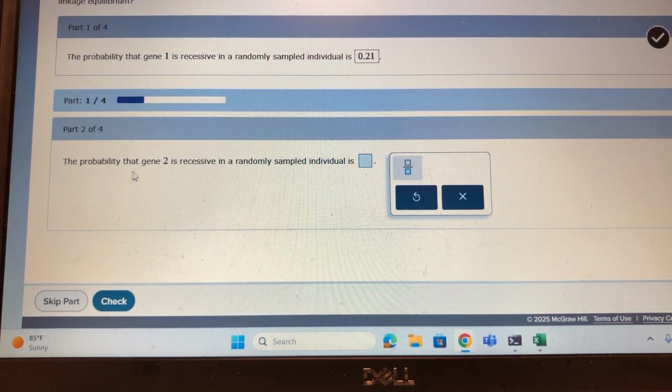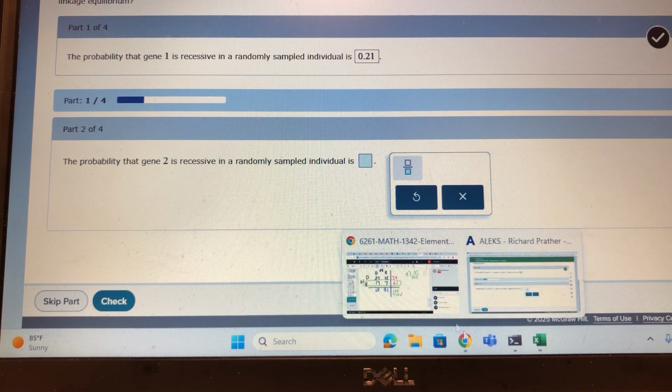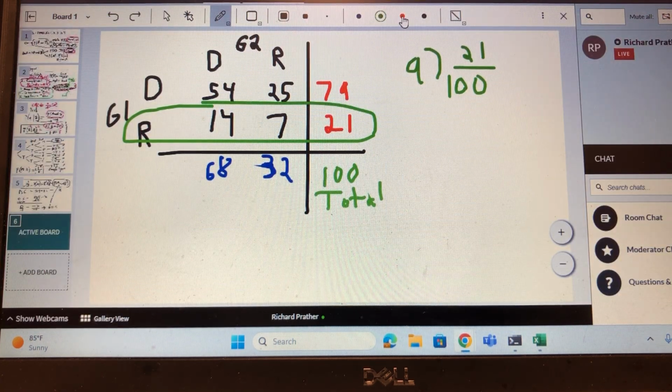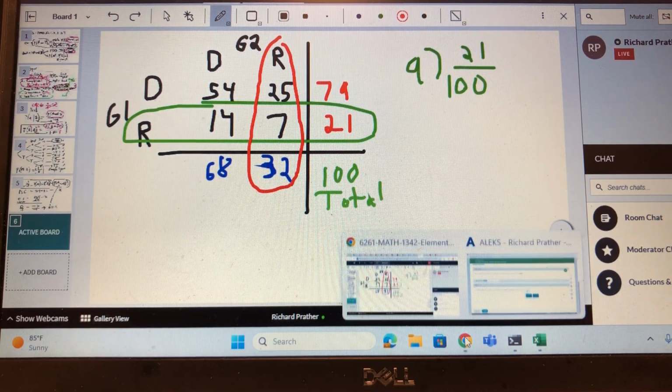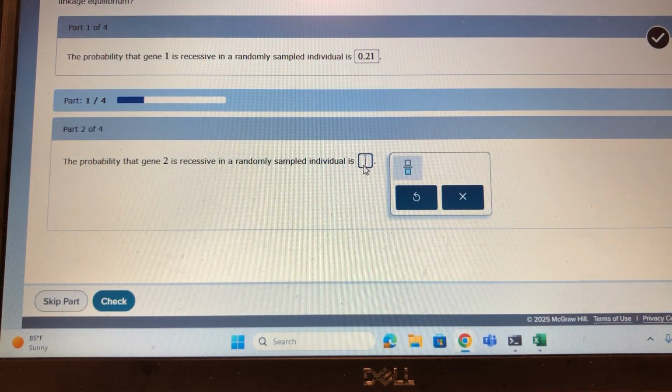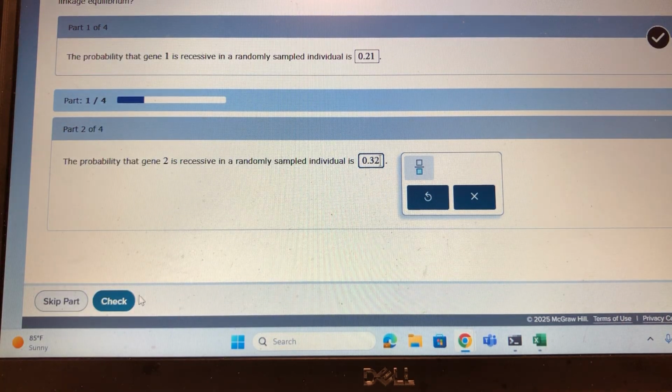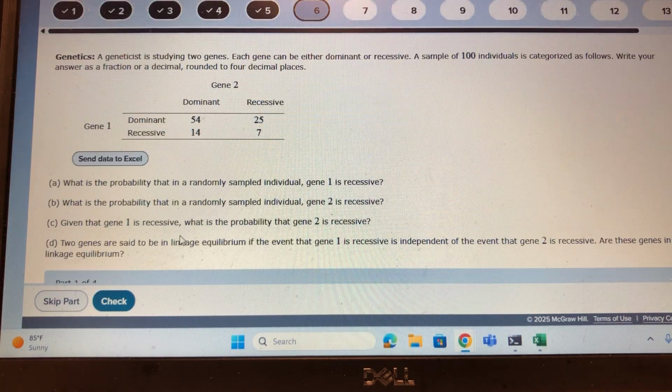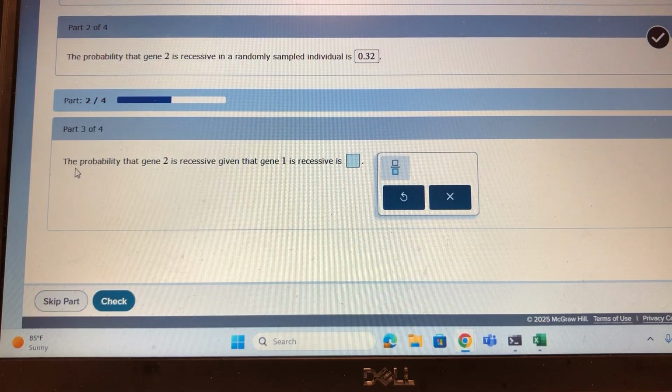Okay, what's the probability that gene 2 is recessive? Same question, just going from gene 2. So now we're going this way. Gene 2 is recessive. So that's 32 out of 100, or 0.32. The probability that gene 2 is recessive given, see here's this conditional, given that gene 1 is recessive.